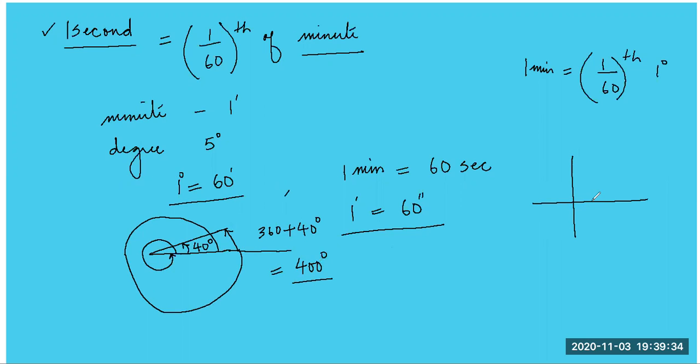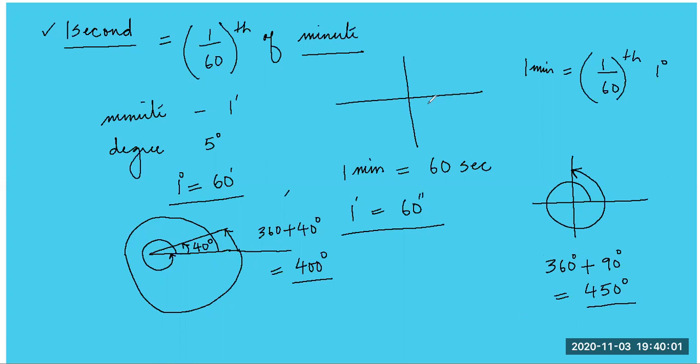So that means, students, suppose, what will be this angle? I want to ask Arjinder. This is 360. What about this angle? Arjinder Kaur? Yes, 360 degrees plus 90 degrees. Very good. You're right. This is 450 degrees. Wow, that's great.